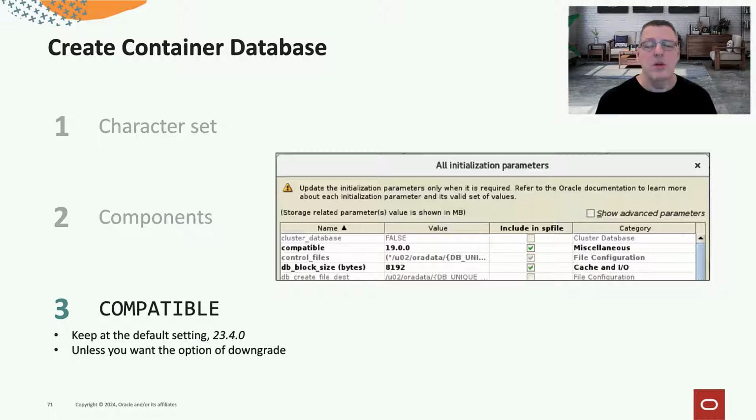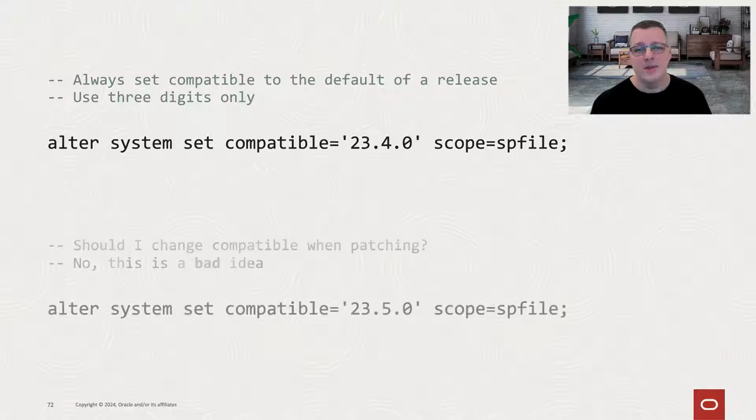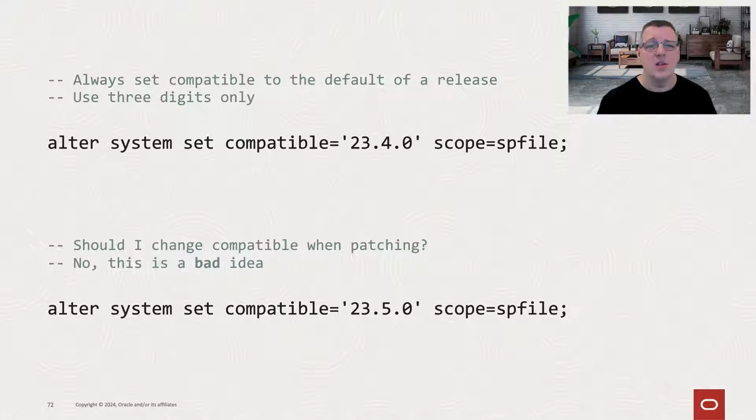For compatible, we recommend you use the default for the release. For 23ai, it will be 23.4.0. So keep this default unless you want the option to downgrade. So use 3 digits only, and you don't need to change your compatible when you are patching.